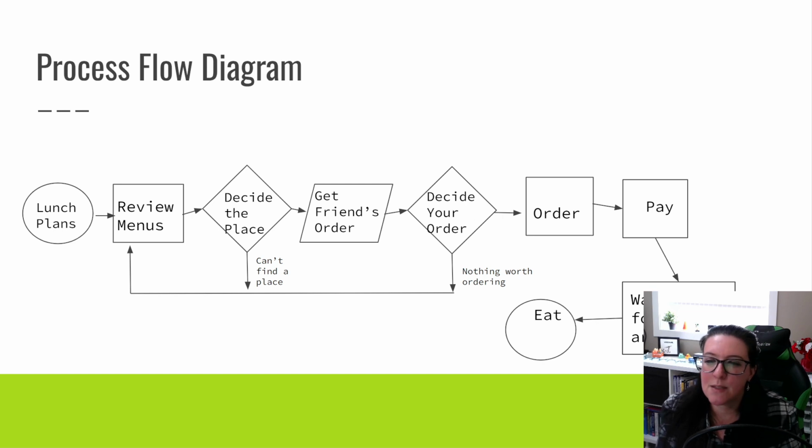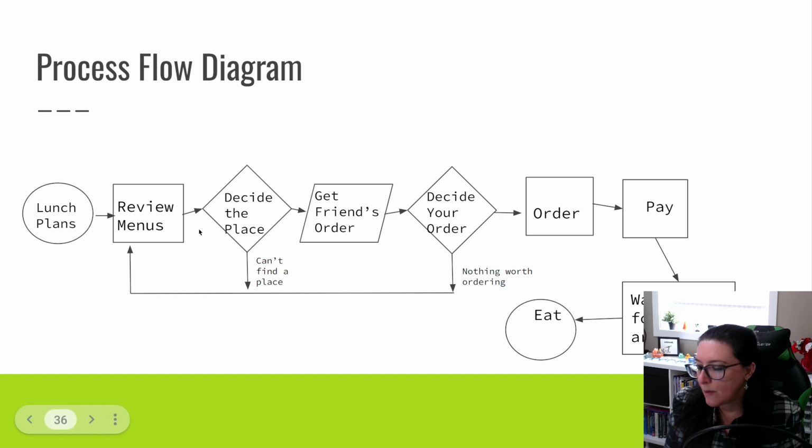Once I get the friend's order, I will then decide my own order. If I can't find something that I want to order, then I go back to reviewing menus and the process restarts here. If I have my friend's order and I can decide on my order, then I'm going to place the order. I'm going to pay. The part that my head is covering up is the fact that I am waiting for the food to arrive, and then the process ends when I eat.